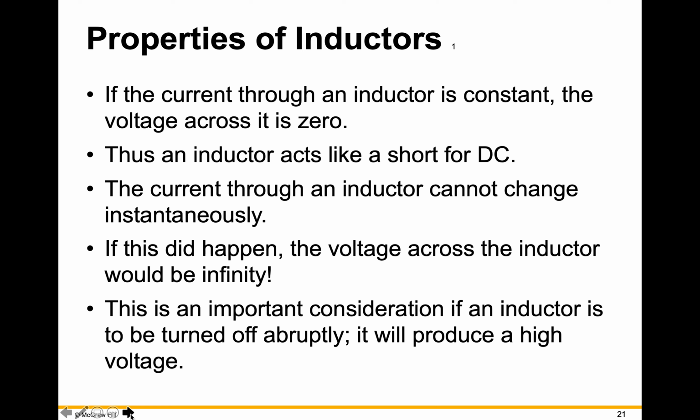So once again, inductors have some properties. If the current through an inductor is constant, it has a voltage of 0. So in DC, an inductor looks like a short. Also, we said the current through an inductor cannot change instantaneously. If it did, the voltage across the inductor would be infinity. And that is an important consideration. If you turn an inductor off abruptly, it will produce a very high voltage. So that can kill you.